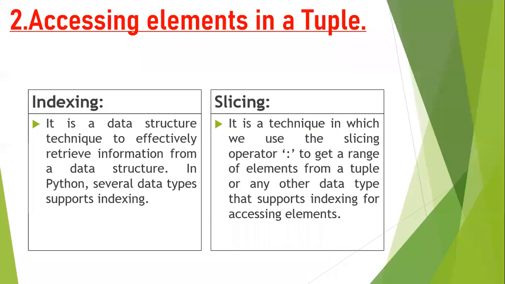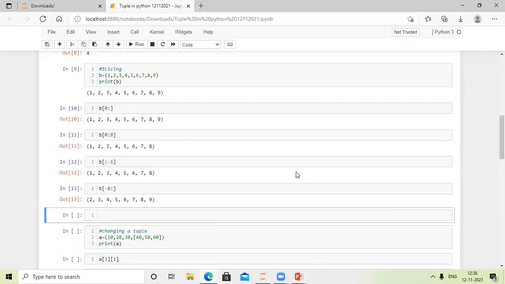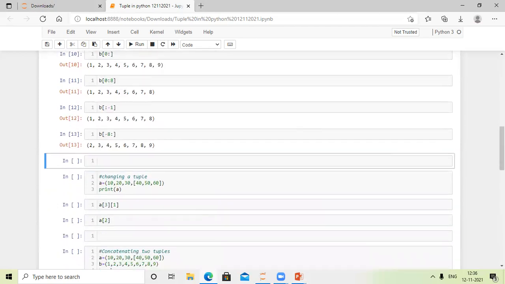Okay. Next, changing a tuple. Even though tuples in Python are immutable in nature, a nested object in a tuple can be changed, or in general, a tuple in Python can be reassigned with a different value. Let me check in the Jupyter Notebook. How to change a tuple?